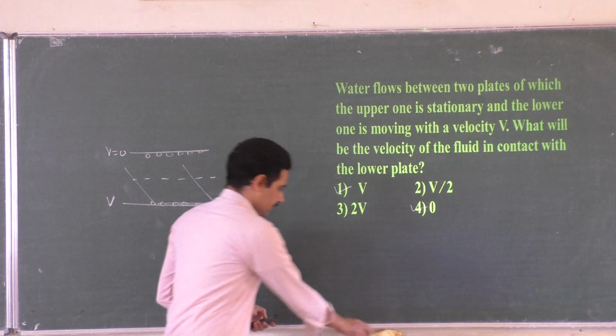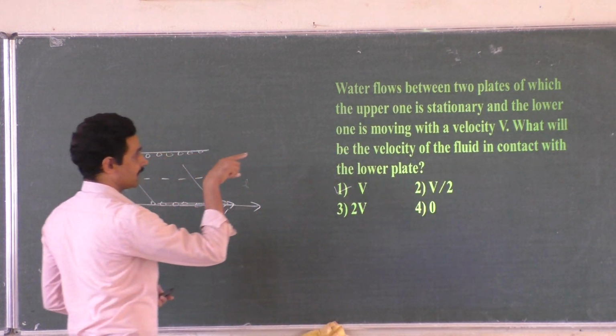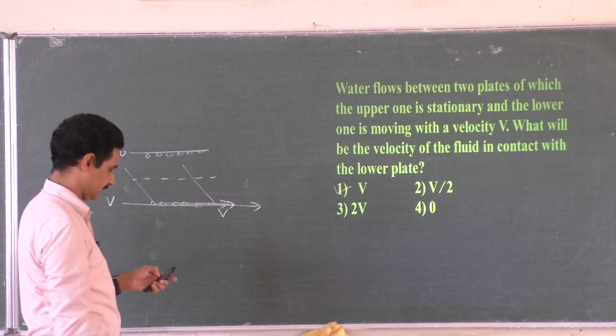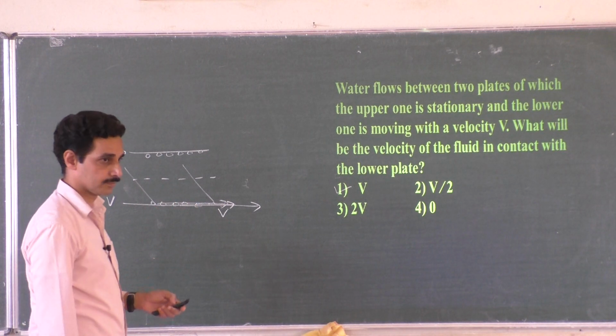So the option is 1. It is not 4, that is for the other one, if it is asked for the upper plate. Now it is asked for the lower plate. So, 12th question.